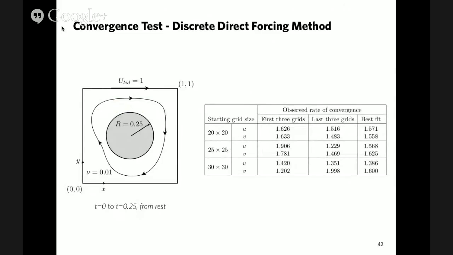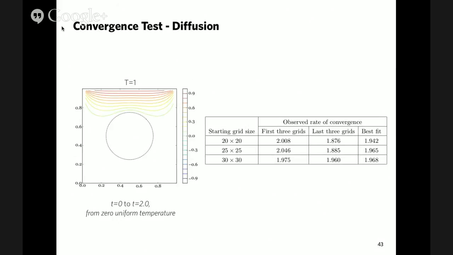Since my Navier-Stokes solver works fine, and it's only my direct forcing method that's having a problem, I thought there's something weird about the way the linear interpolation is performed. So I took out the Navier-Stokes part of it and just looked at the diffusion. When I did this, I saw nearly second order convergence. These are pretty good numbers for second order convergence.